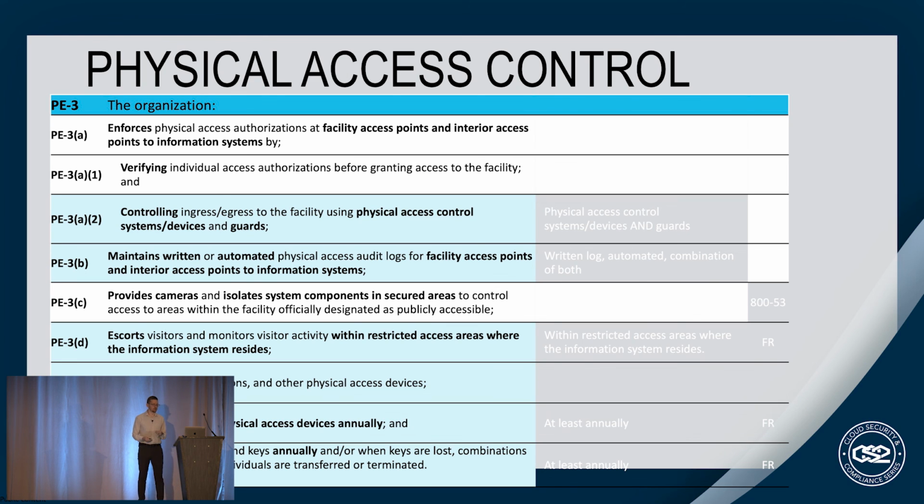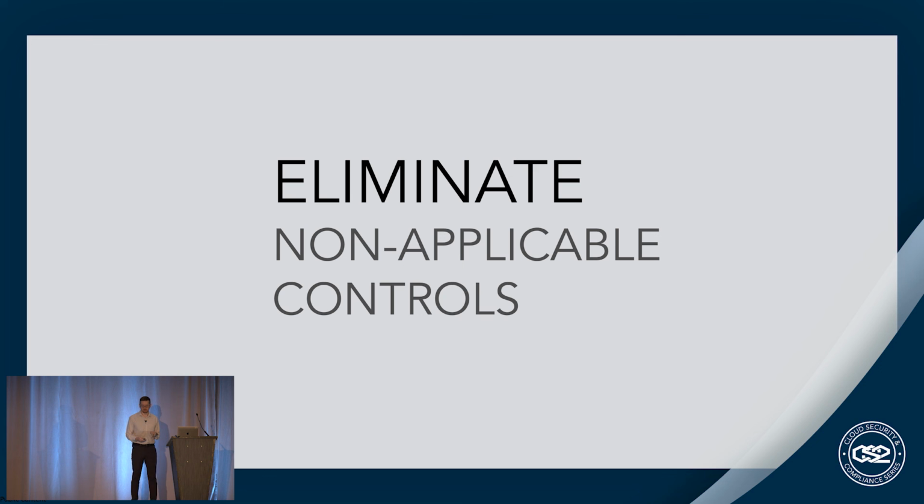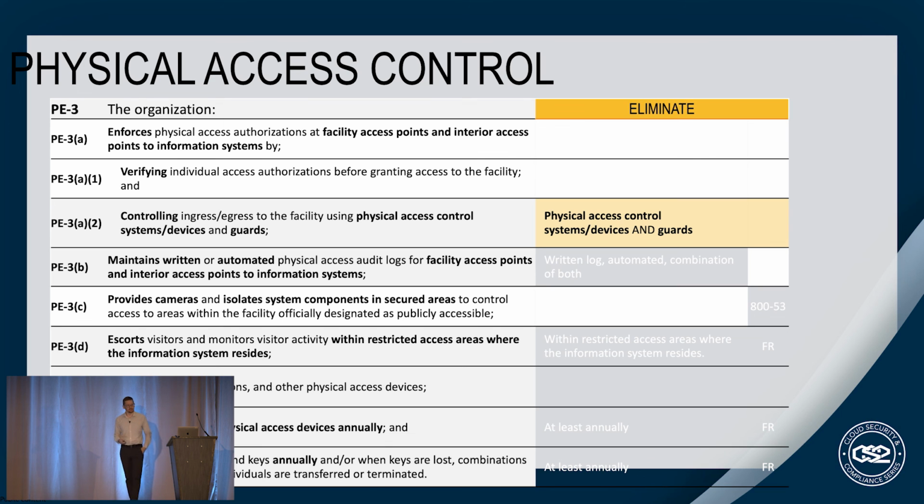So next focusing step, can I eliminate anything? Well, I really, really hate having to pay for guards on top of my physical access controls, because that's a lot of money and that's not something I do today. So what I would do in this case is go to the controls implementation summary for my cloud service provider and read whether or not they've got physical access devices and guards. Guess what? If they have FedRAMP equivalency, they do.